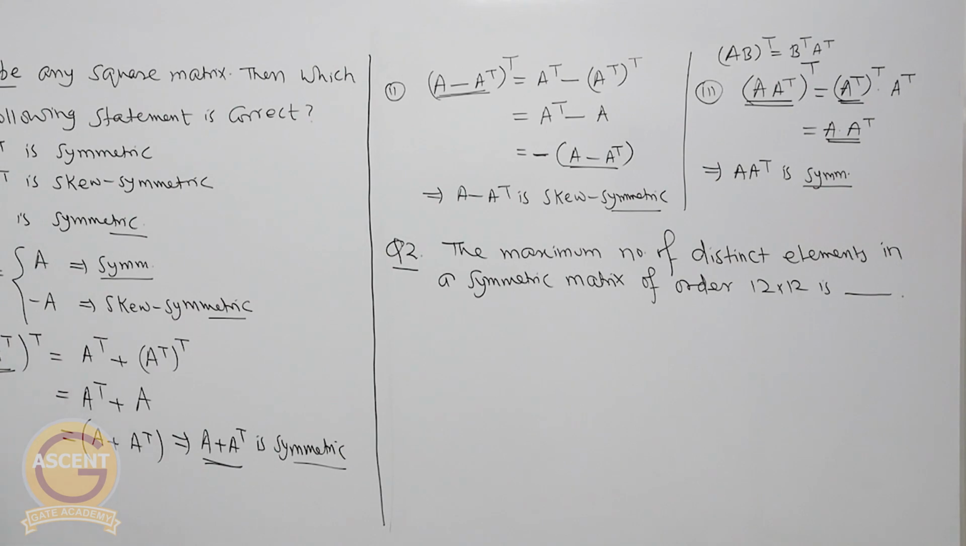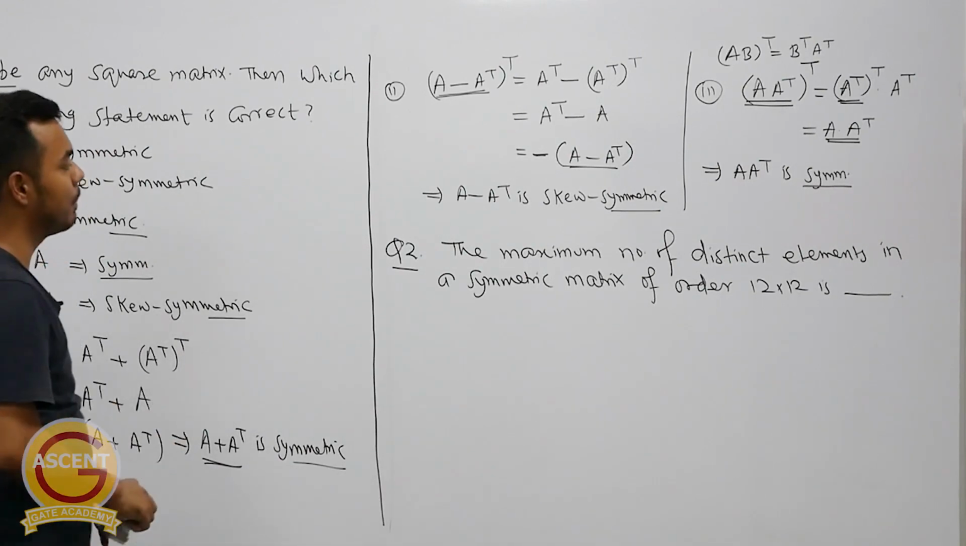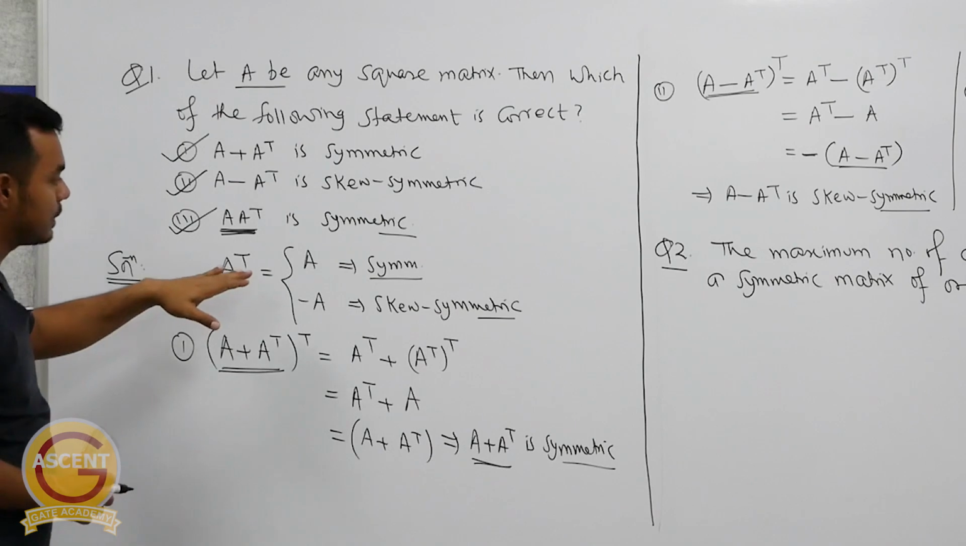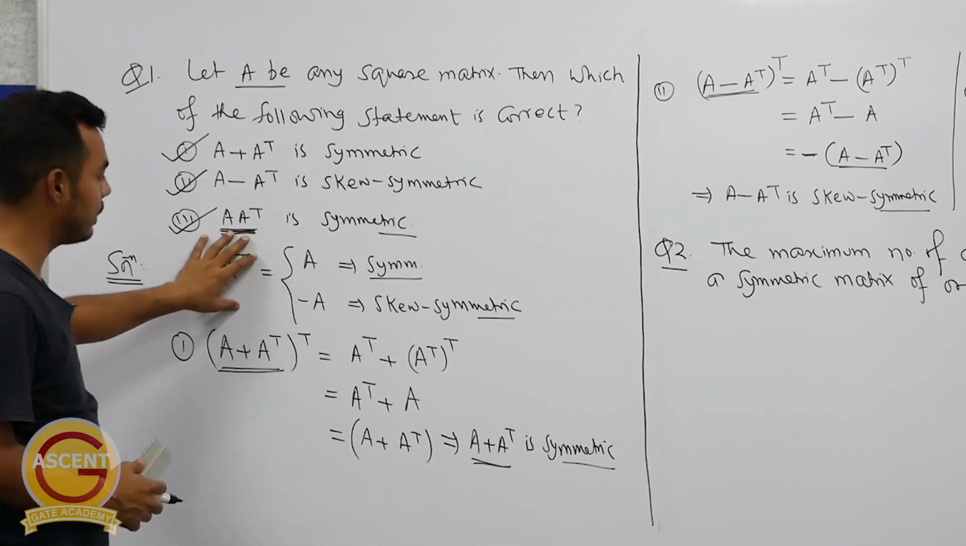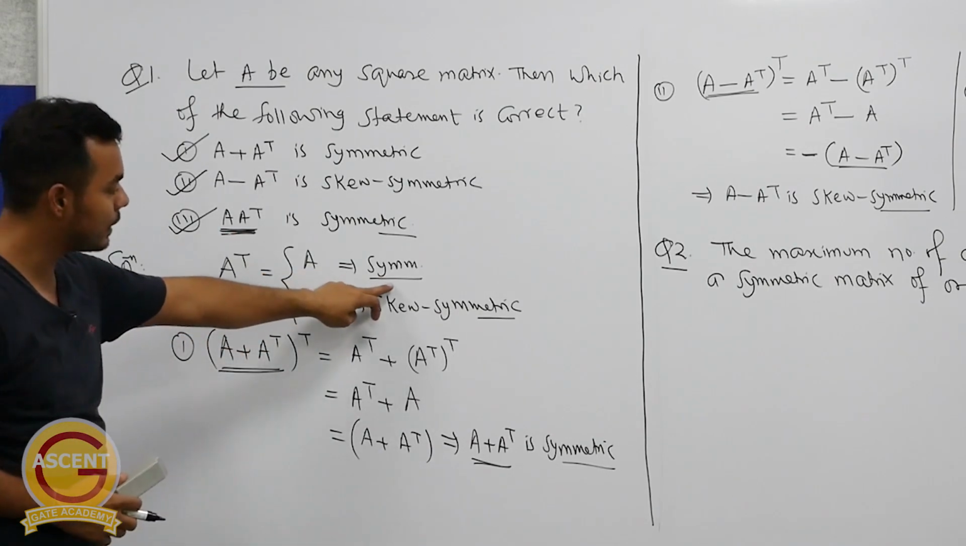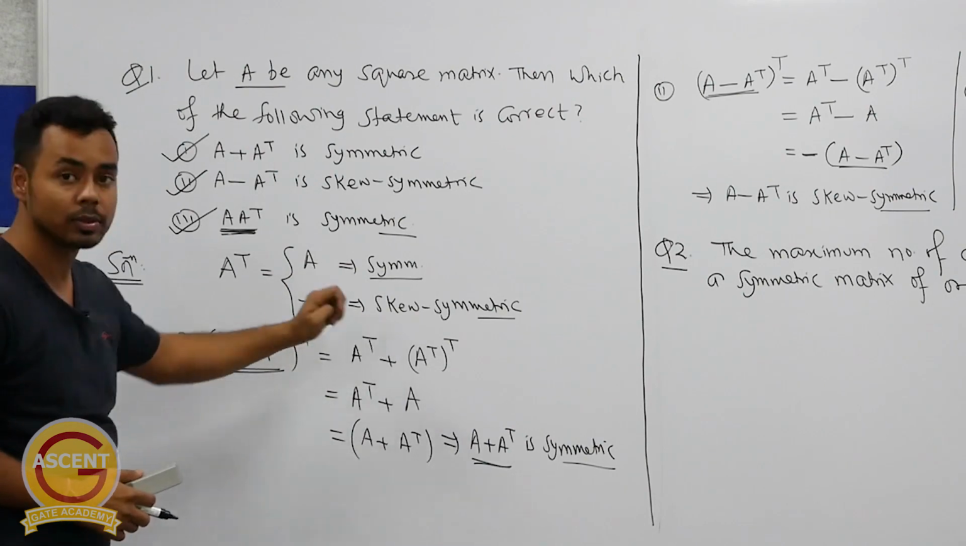A plus A transpose is always symmetric. A minus A transpose is always skew symmetric, and A into A transpose is again symmetric. So this was a very simple question. If you want to find whether a matrix is symmetric or skew symmetric, calculate the transpose. If you get the same matrix, it is symmetric. If you get minus A, it is skew symmetric.